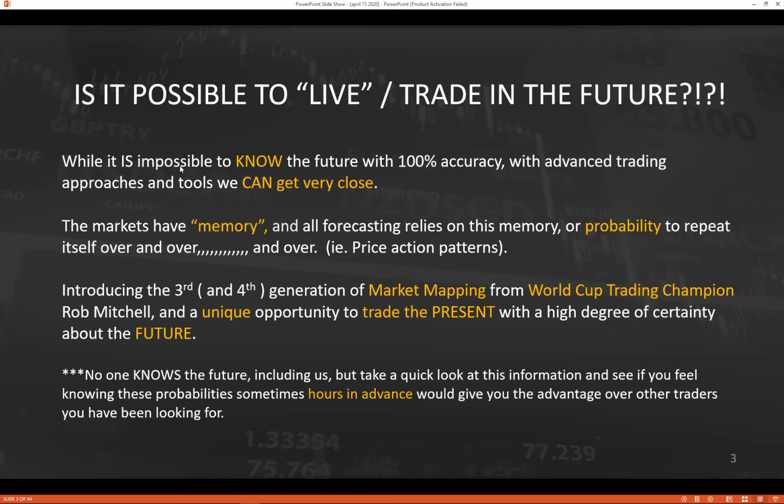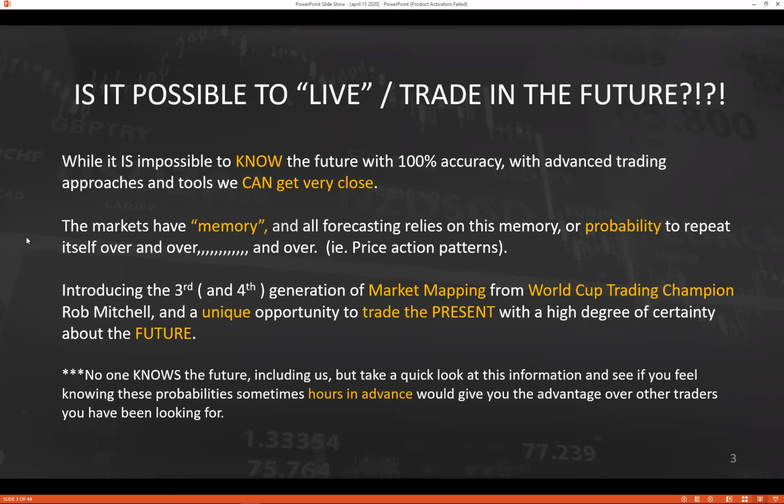It is impossible to know the future with 100% accuracy. That's not what we're saying. We don't know that. With advanced trading approaches and tools, we can get very close. We can help you get close. See, markets have memory. All forecasting relies on this memory. How precise is your forecasting? Ours is extremely precise, and you'll see what I'm talking about in a minute.